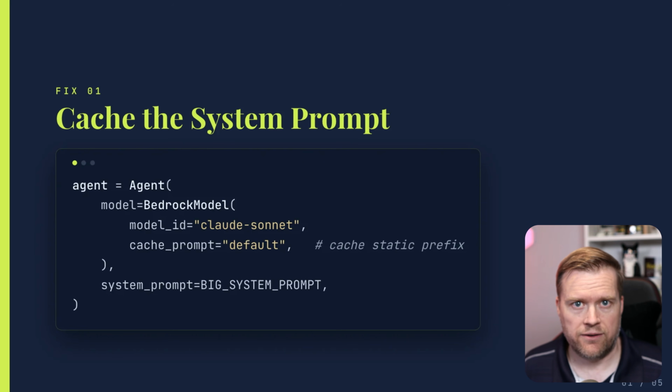Now I'm using AWS's Strands agents. This works with all different providers. This is a little bit of pseudocode, but the idea is that you can add cache prompt equals default. And what that'll do is on the first call of your agent, it will send the full system prompt over. And then on every subsequent call, it will have a much reduced system prompt being sent over. So it'll be cached. You can also cache the tool prompts and messages as well.